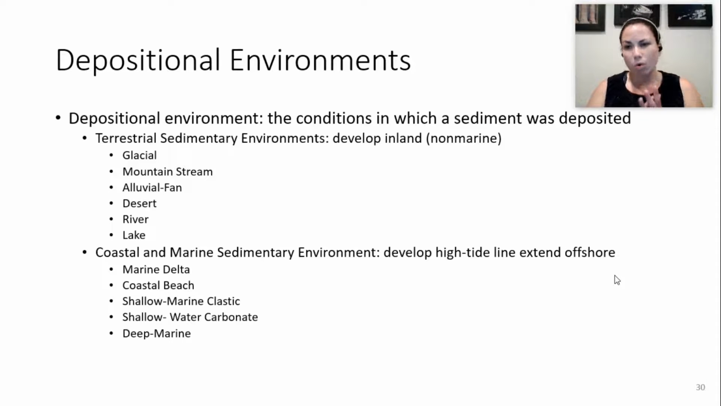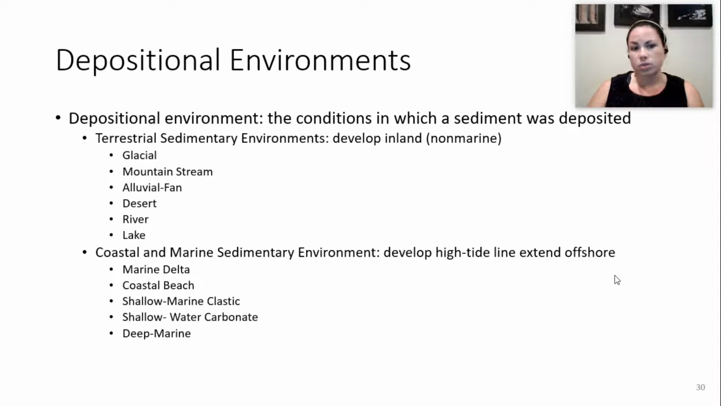Okay, so I have a whole lecture devoted just to depositional environments. When we talk about depositional environments, these are conditions in which sediment was deposited. We can divide these into two. First is terrestrial, which is on land, non-marine. And then we have coastal or marine sediment. Some examples of terrestrial sedimentary environments are glaciers, mountain streams, alluvial fans, deserts, rivers, and lakes.